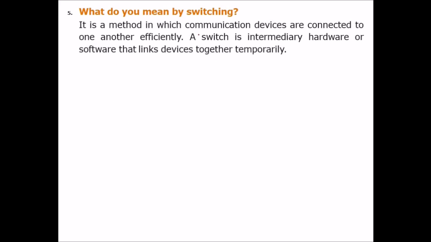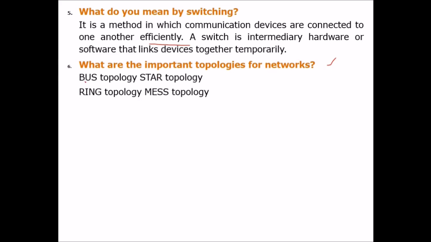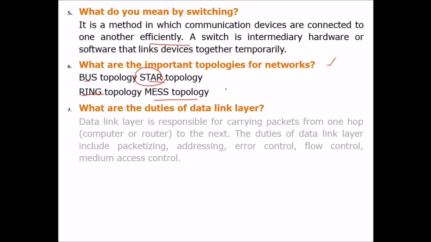What do we mean by switching? This is a method in which communication devices are connected to one another efficiently. A switch is intermediary hardware, or it can also be software, that links devices together temporarily. What are the important topologies for networks? We have bus, star, ring and mesh. These are widely used.